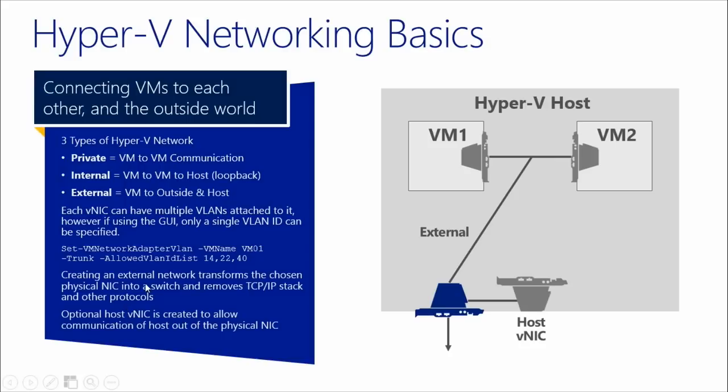And as I said before, creating an external network, which is the one you will use the vast majority of the time, transforms the chosen NIC that you bind the vSwitch to. It transforms it into a switch, just like a regular switch, and removes the IP address, the TCP/IP stack, from that particular physical adapter. So if you went into Network and Sharing Center, all you would see would be that NIC, that physical adapter, listed as enabled, and it would have a vSwitch bound to it. And an optional host VNIC is created, as we said, to allow communication out of that physical network adapter. So they're the basics of it.